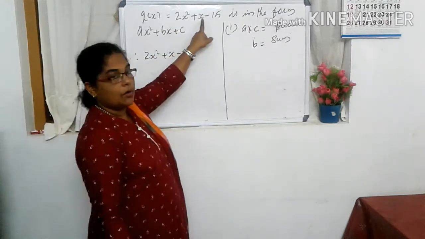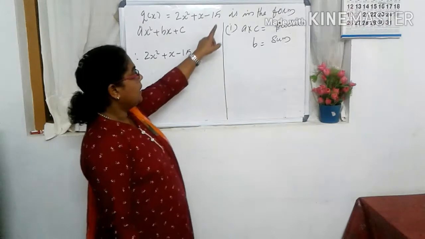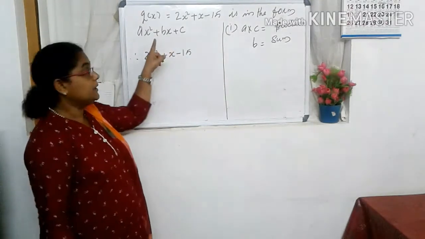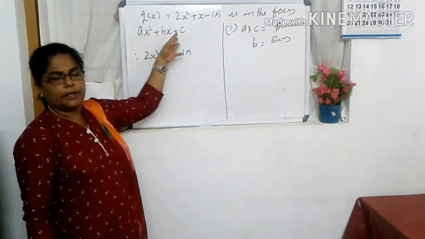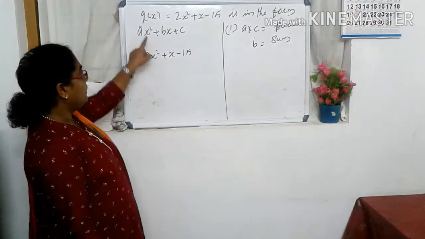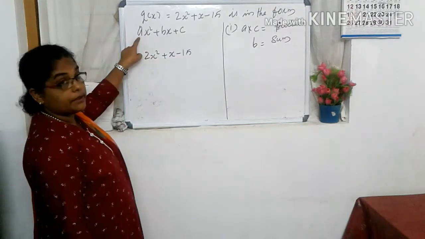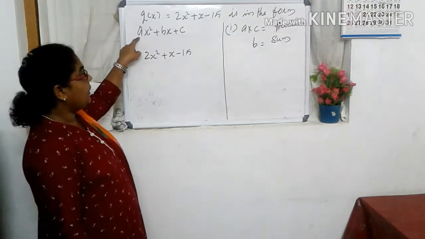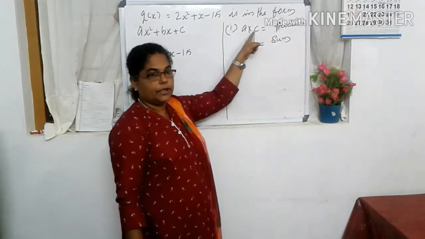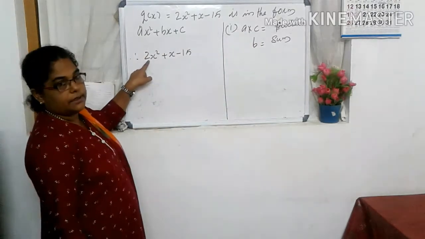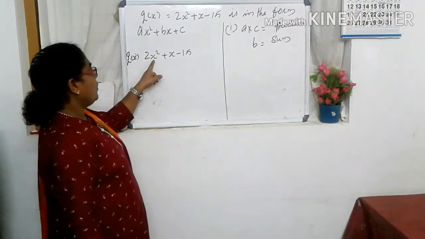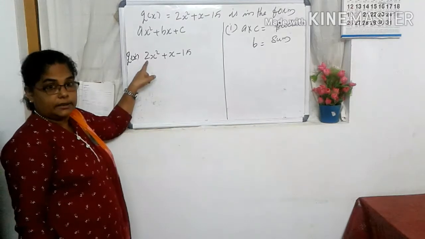Now, this is a quadratic polynomial in the form of ax square plus bx plus c. If it is x square, we can directly do the splitting of the middle term, and directly find the sum and product. But here the coefficient of x square is other than 1. In this question, 2x square is there, so the coefficient of x square is 2, other than 1.